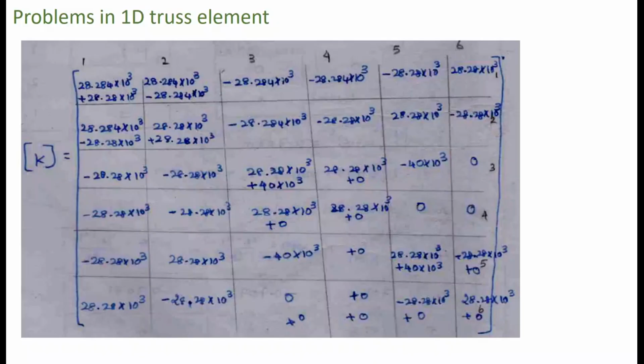So the minus 28.28. And then 6,1 is 28.28 × 10^3. 6,2 is minus 28.28 × 10^3. 6,3 is 0. 6,4 is 0. 6,5 is minus 28.28 × 10^3 plus 0. 6,6 is 28.28 × 10^3 plus 0. So this is the global stiffness matrix.